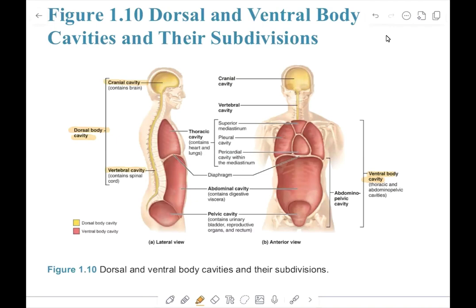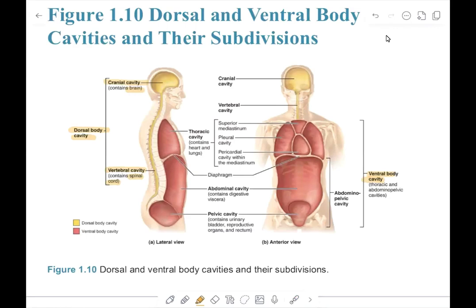The cranial cavity contains the brain. The vertebral cavity contains the spinal cord. Now you can see that the cranial cavity is superior to the vertebral cavity. It may seem kind of odd to say that this is part of the dorsal cavity because it goes to the forehead. And the reason for that is when we begin development as an embryo, the tissue for the spinal cord extends out of the brain, the nervous tissue in the brain.